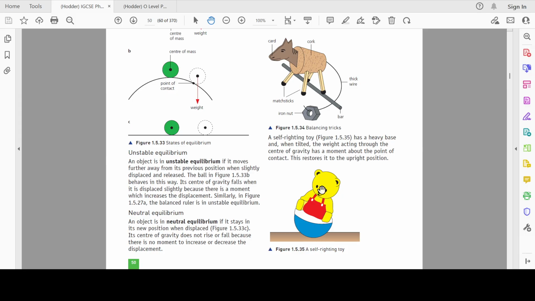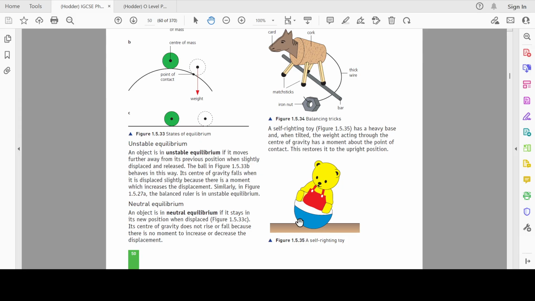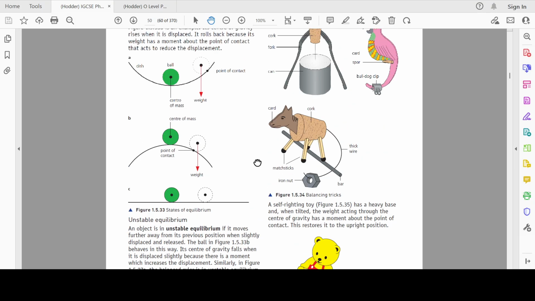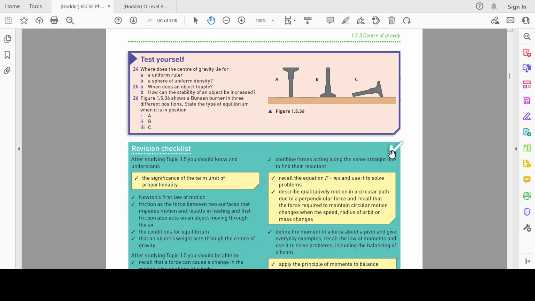So a self-righting toy. You tilt this guy all the way down, it will still bounce back up. And the reason for that is that it's a heavy base, so a lot of mass is concentrated in its base. The weight acts at the center of gravity. It has a low center of gravity, and it has a moment. So it's curved, so that's a turning effect, and it is a moment about a certain point. We tilt it, it will move in the opposite direction just like the ball, and it will restore its upright position. So nothing complicated going on there, and that is the end of this chapter.